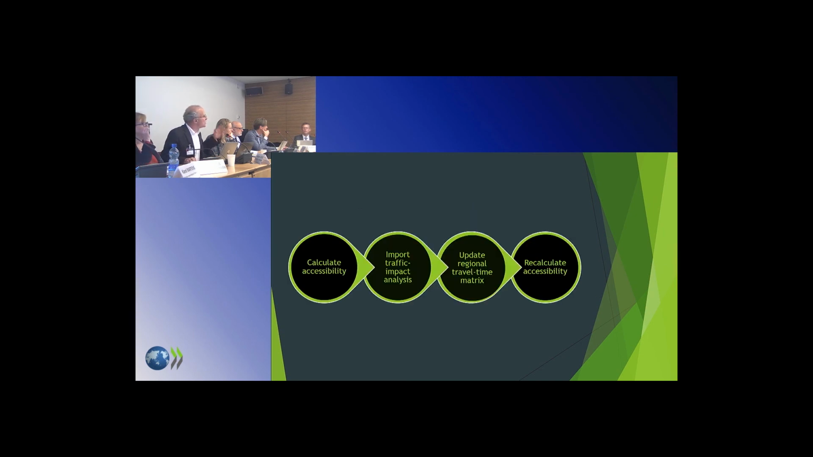The basic steps that we're going to calculate accessibility. We're going to import a traffic impact analysis. So of course, we need to answer the mobility question. Mobility is always going to be an input to accessibility. That's why the two are not at odds with one another. Mobility is a necessary part of accessibility. We're going to update the regional travel time matrix, and then we're going to recalculate accessibility. Relatively simple steps. You don't need a regional travel model to do these.